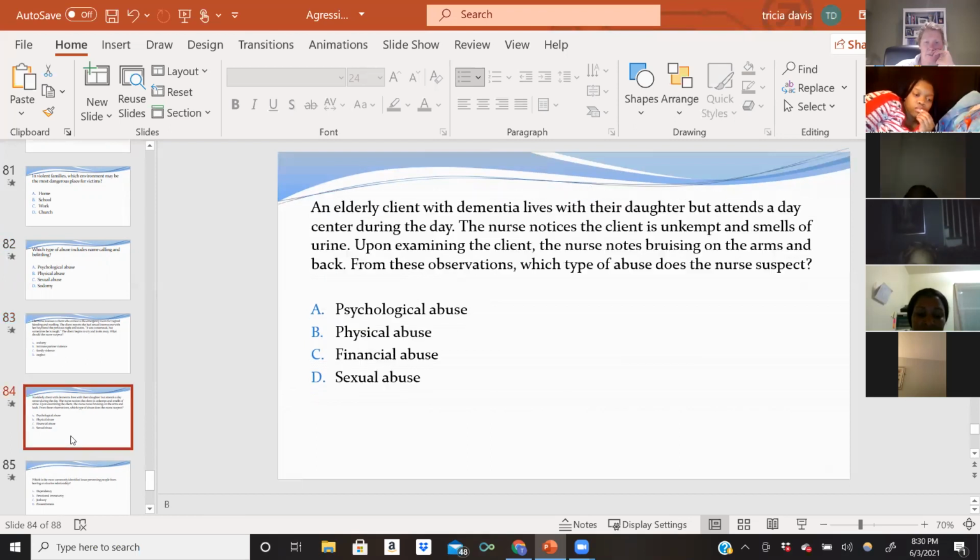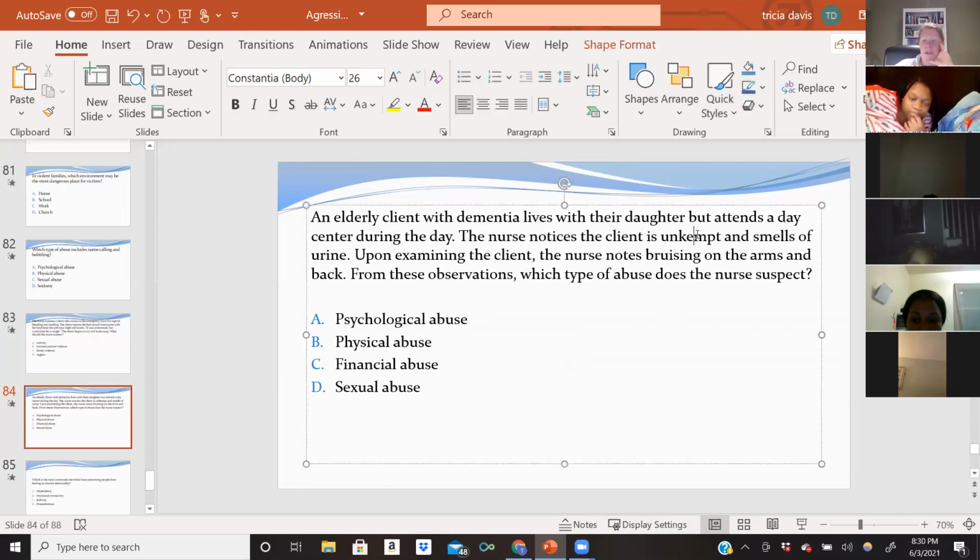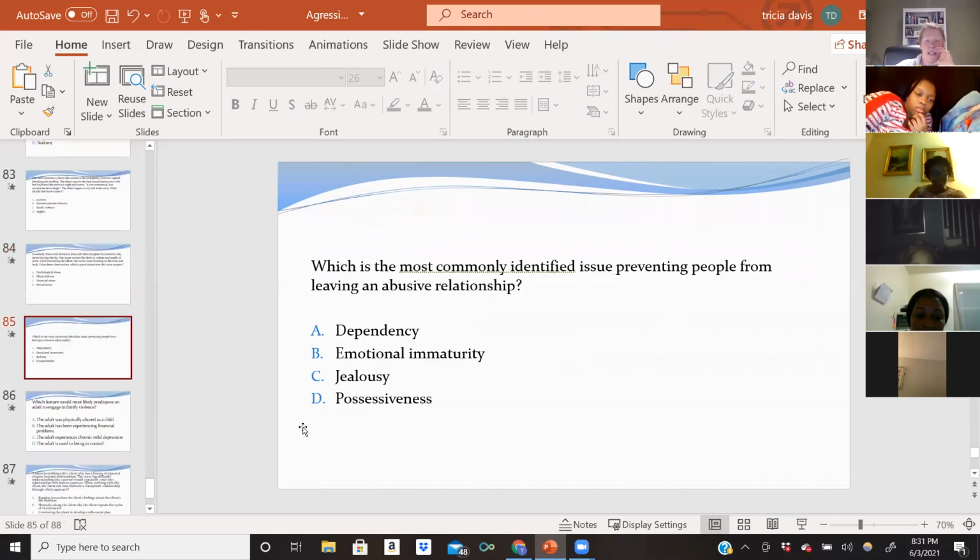Correct. All right, an elderly client with dementia lives with her daughter, but attends a day center during the day. The nurse notes the client is unkempt and smells of urine. Upon examining the client, the nurse notes bruising on the arms and back. From these observations, which type of abuse does the nurse suspect? Psychological or physical? Physical abuse, that is correct.